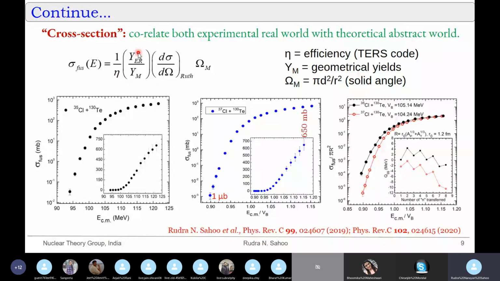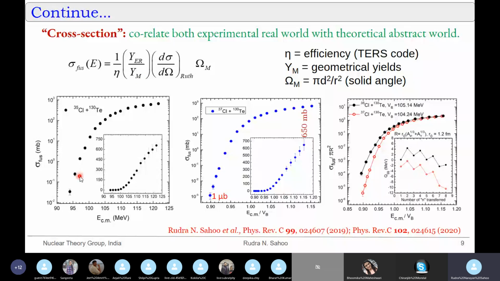And YER is our number of evaporation residue, YM is our geometrical monitor count, and this is the Rutherford calculation. And YM is the count, and the solid angle is subtended by the monitor detector with the target. And using this formula, we can calculate the fusion cross section.